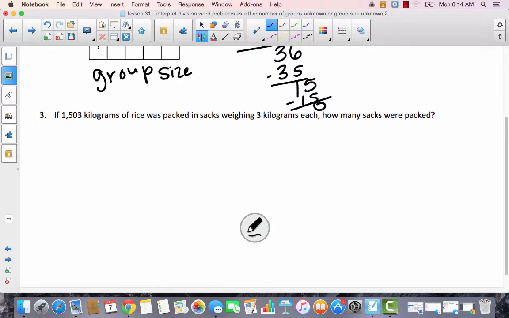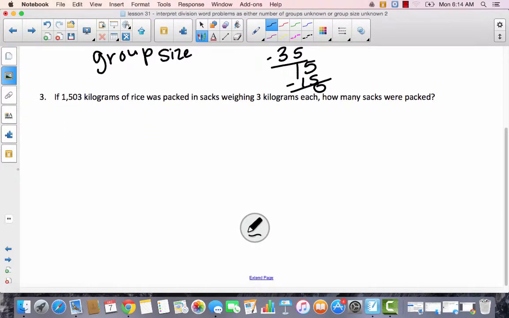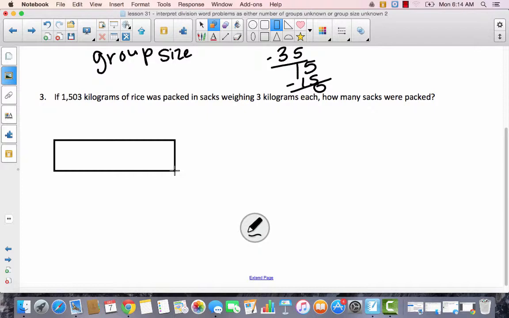If 1,503 kilograms of rice was packed in sacks weighing 3 kilograms each, how many sacks were packed? Okay, so this time we have to draw our own tape diagram. So here is my rectangle. I'm going to go ahead and cheat a little bit so that my rectangle looks nice and neat. Okay, so there is my rectangle. I know my total. My total is 1,503.